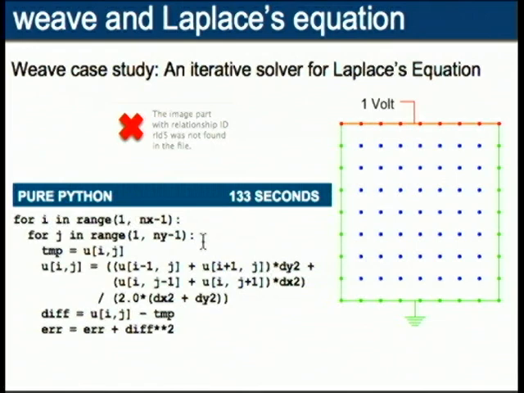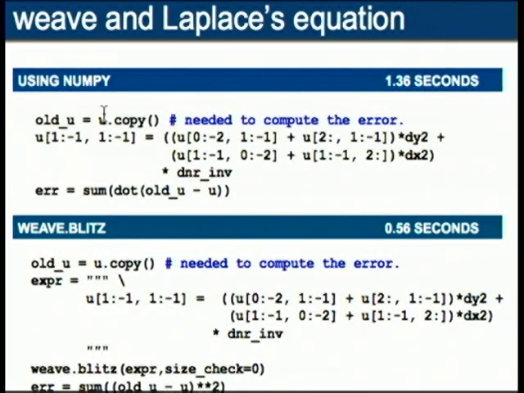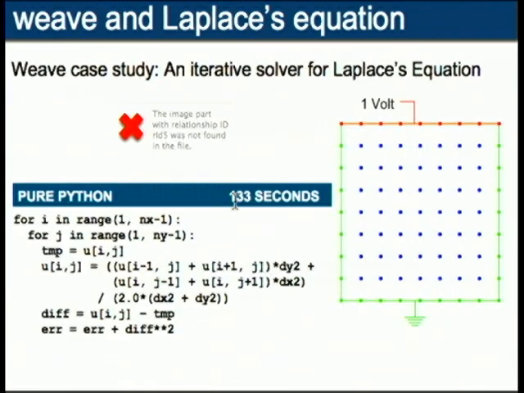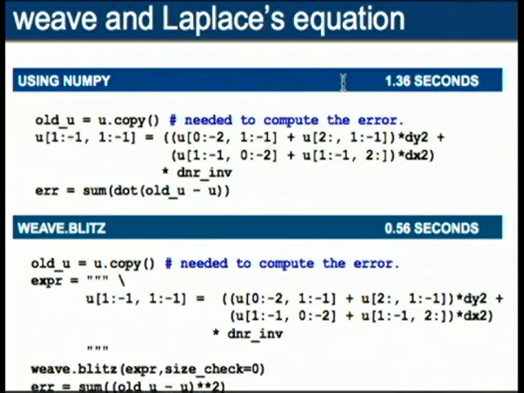I'm not going to go into details of this algorithm here, just for time. Just keep in mind that this first version is pure Python. We're not using any NumPy specific features. We're looping through it explicitly in Python. Here we're using NumPy array expressions to do the same computation. You notice the timing is 133 seconds for this computation in pure Python. Here we're down to 1.36 seconds, so a 2 orders of magnitude speed up.